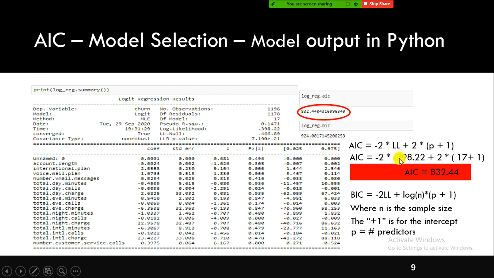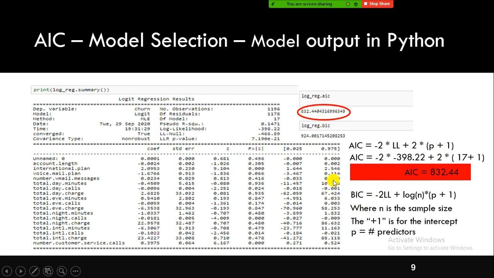Simply plug this in here. And what is p? P is nothing but the number of predictors, the independent variables. If you count, 17 are there. 17 plus 1. What is plus 1? That is for the intercept, the value for the intercept. So 2 into 18 plus this one gives me 832.44. The manually computed AIC value and the model computed AIC value, both of them are matching.